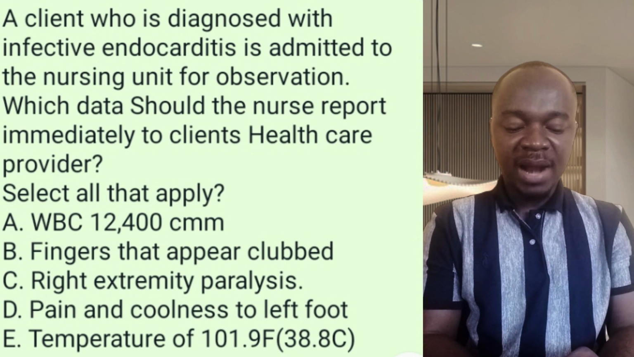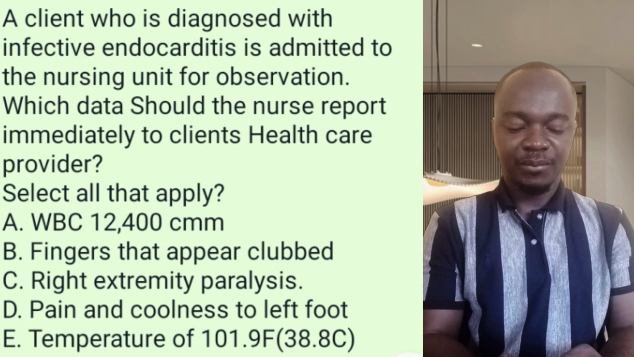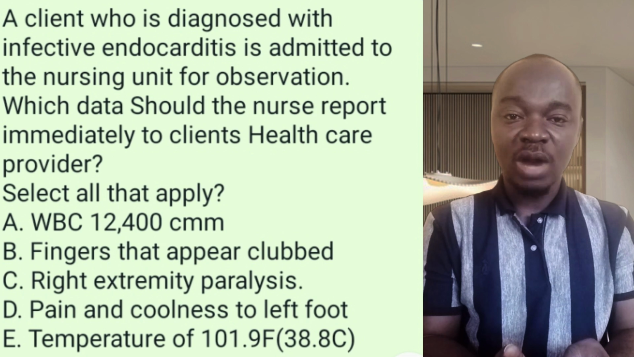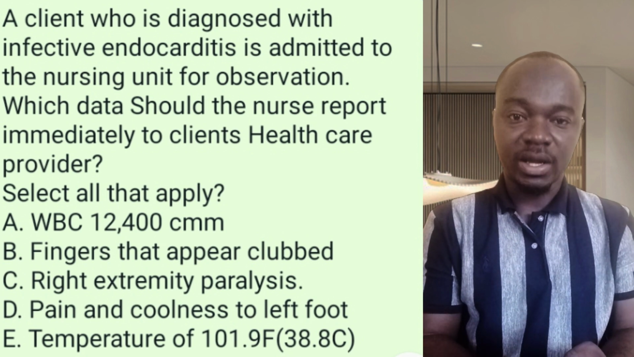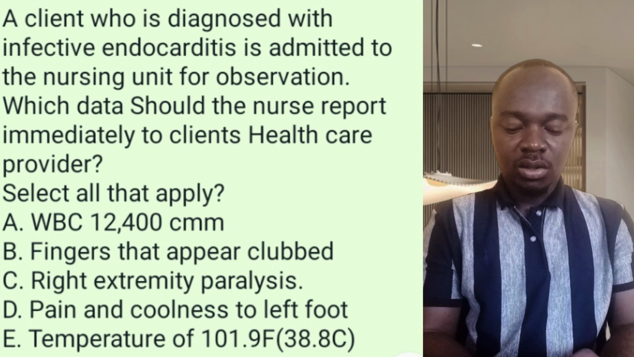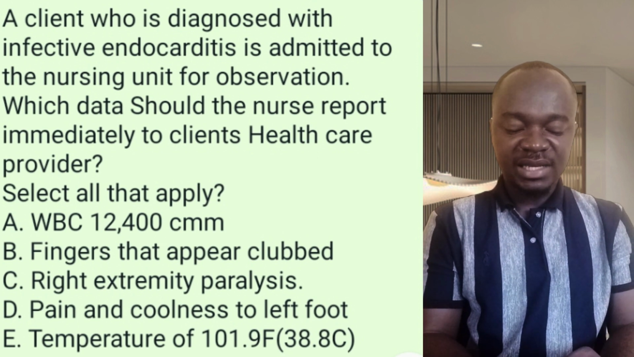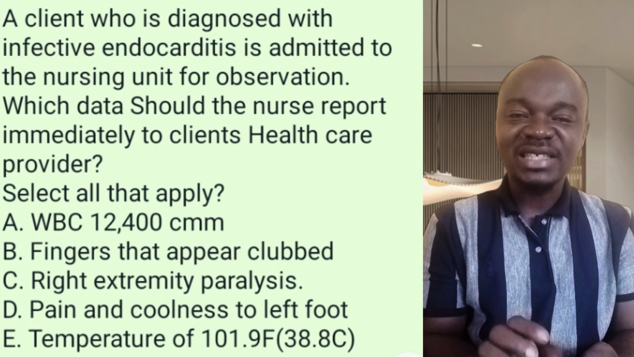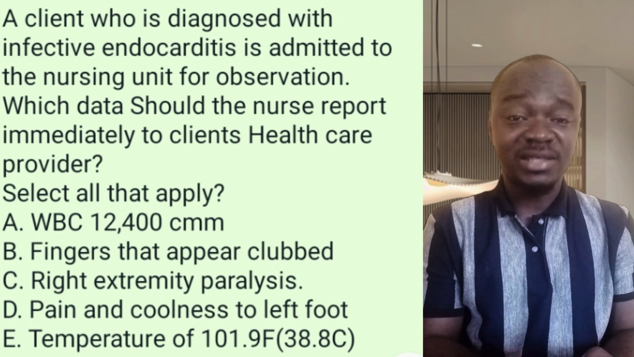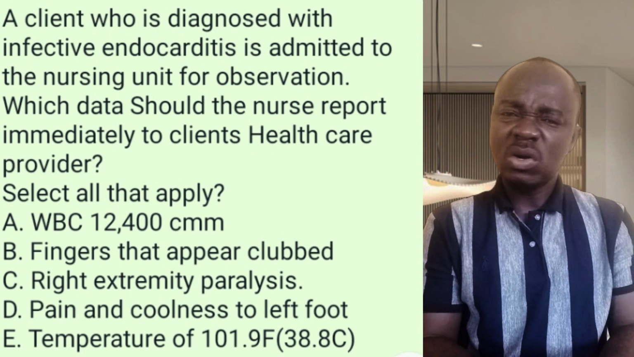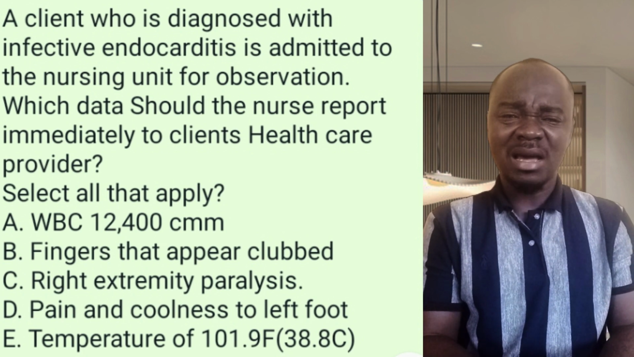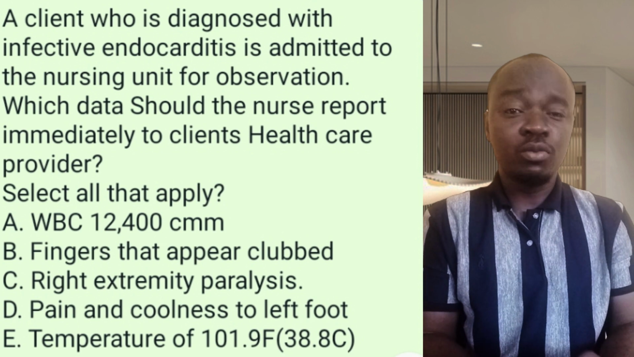Now, 1. White blood cell count 12,000 per cubic millimeter. You know, when it comes to this particular condition, remember, there is fever, and it is an expected finding. Okay, now, option 2, fingers that appear clubbed. Clubbed fingers is also part. Take note, I told you that in prioritization, clubbed fingers are part of the condition. So, fine. Is it all that, thing that we should worry about?